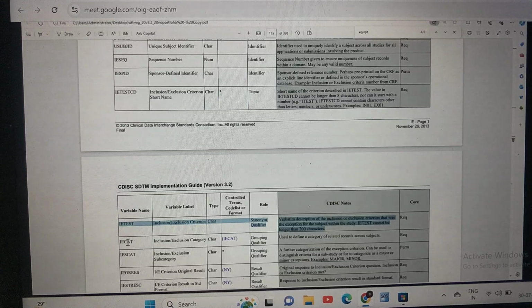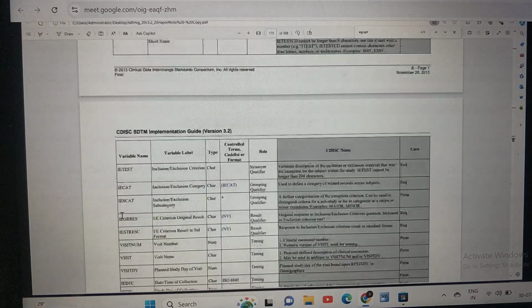The next are category and subcategory. Inclusion exclusion criteria is nothing but, okay, this is the inclusion category and then the exclusion category. So inclusion criteria is one category, exclusion criteria is another category. Subcategory is whether it is major or minor, something like that we can mention. The IEORRES is whether the subject should meet the criteria, yes or no. These are the responses. Again the result is a character version, yes or no, and then visit num, visit dy.